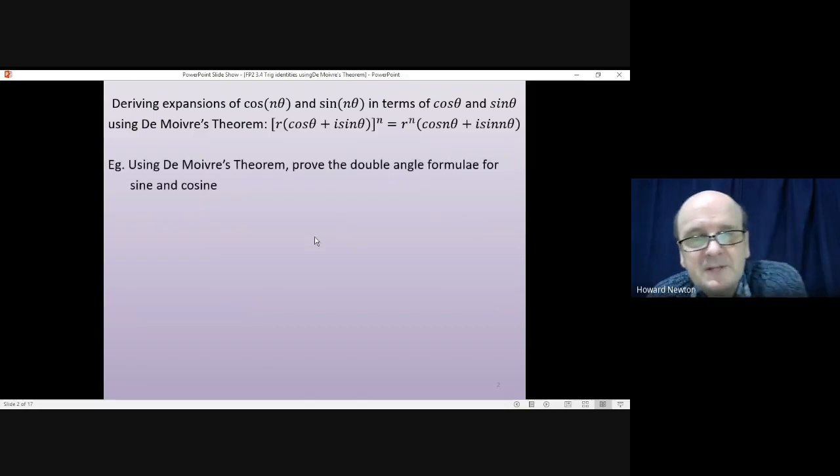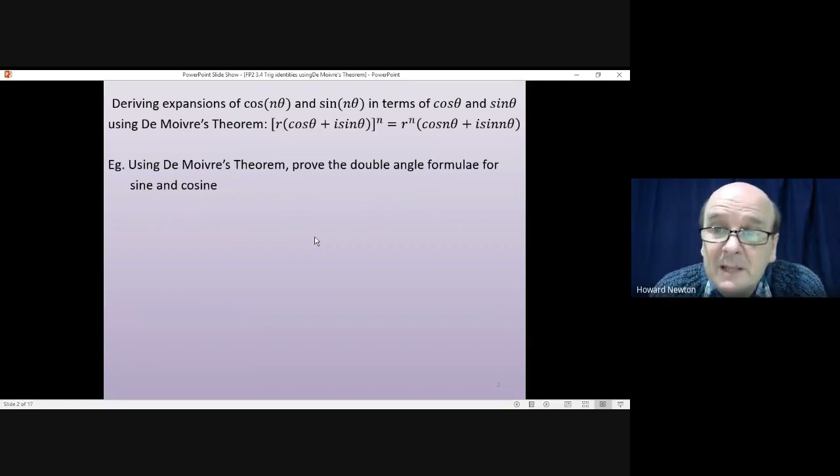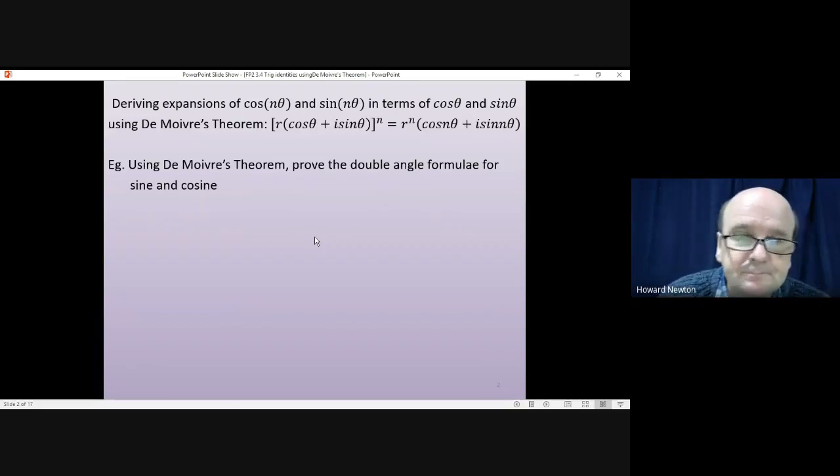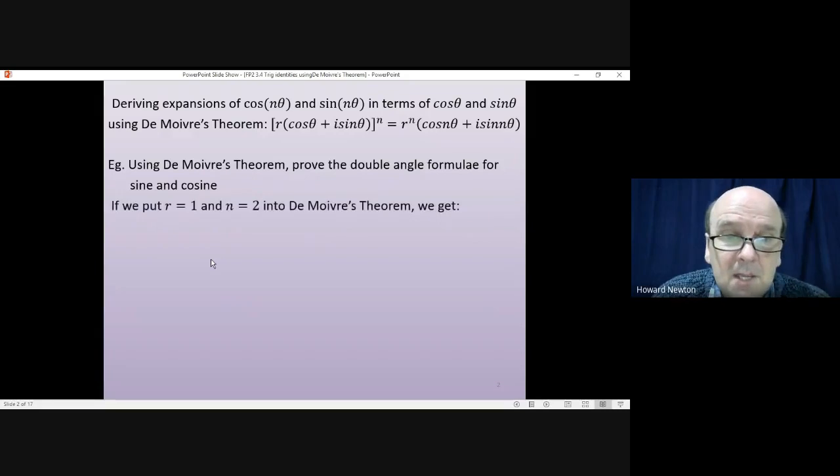So for example, if you had to use De Moivre's theorem to prove the double angle formulae for sine and cosine, that's sine 2A equals 2 sine A cos A, and cosine 2A is cos squared A minus sine squared A. The way we'd prove those is we let r equals 1, and on these questions we always let r equals 1, and the value of n that we use depends on what we're trying to find. If it's sine 2 theta, we'd use 2, sine 3 theta, we'd use 3, cos 5 theta, we'd use 5, and so on and so on.